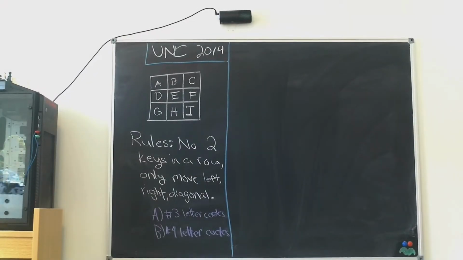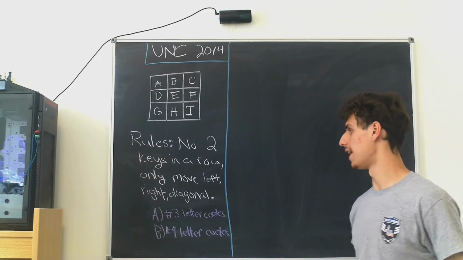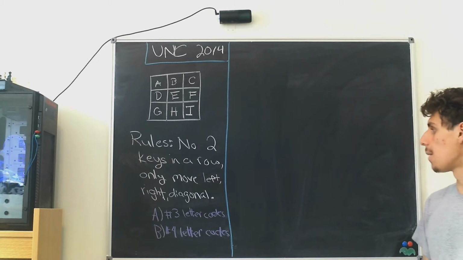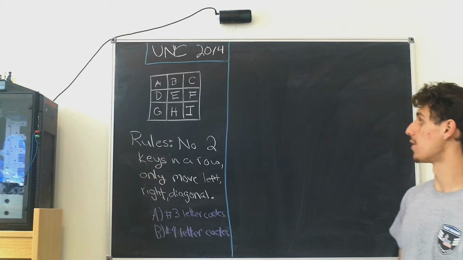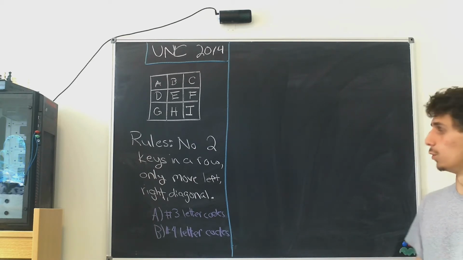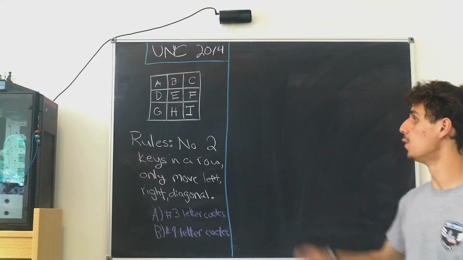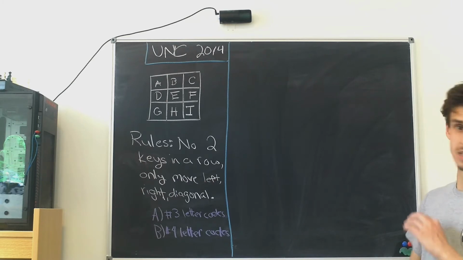Here we have a problem from the UNC 2014 math contest, and it gives us this little pin pad and a couple of rules and asks us to find the number of 3-letter combinations and the number of 4-letter combinations. The rules are that we cannot use any 2 keys in a row, meaning we have to move keys, and we're only allowed to move left, right, and diagonal from the key that we're currently on. And we can start from any key we want.